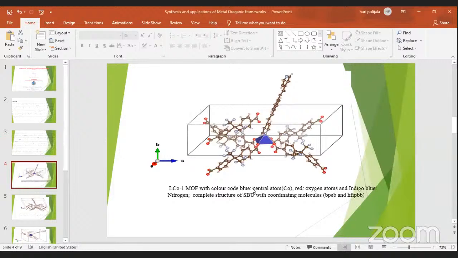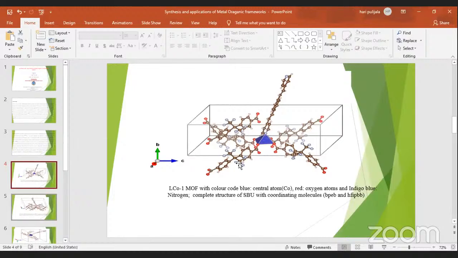These are the structures of compound 1. It has a distorted octahedral geometry. The BPEB ligand and the HFBIB ligand are coordinated to the cobalt metal atom. The blue color is the central cobalt atom, the red color is oxygen, and indigo blue shows the nitrogen atom. This is the secondary building unit with the coordinating BPEB and HFBIB ligand molecules. This is the compound 1 information, madam.